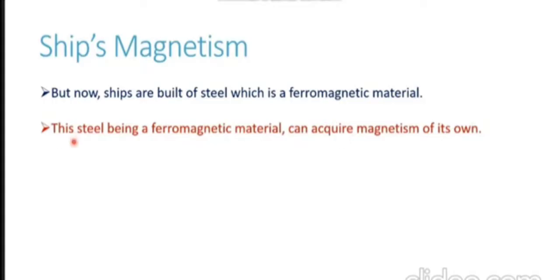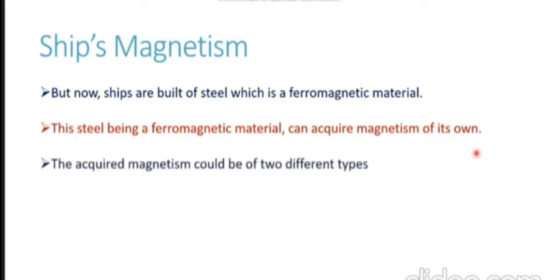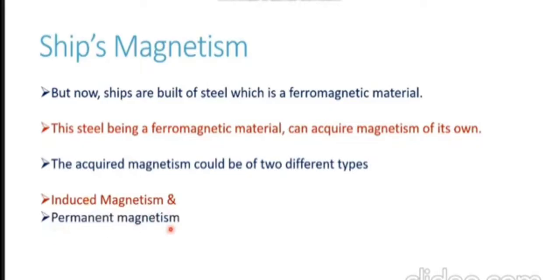So this mild steel, being a ferromagnetic material, can acquire magnetism of its own, and as we have already discussed, the magnetism acquired by the steel of which the ship is made could be either induced magnetism or permanent magnetism. So these are the two types of magnetism which could be present in the ship structure.